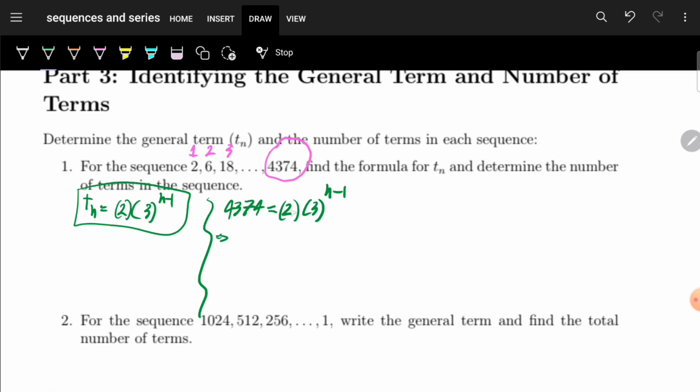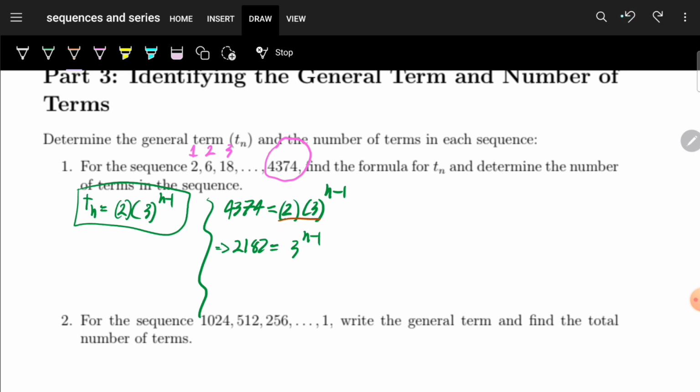First, I'll divide both sides by 2, by this 2, right? So 4,374 divided by 2. If we divide both sides by 2 to simplify, we get 2,187. This is equal to 3 to the n minus 1. Okay, just to be clear, what we did there is divide both sides by 2, and these 2's canceled out.